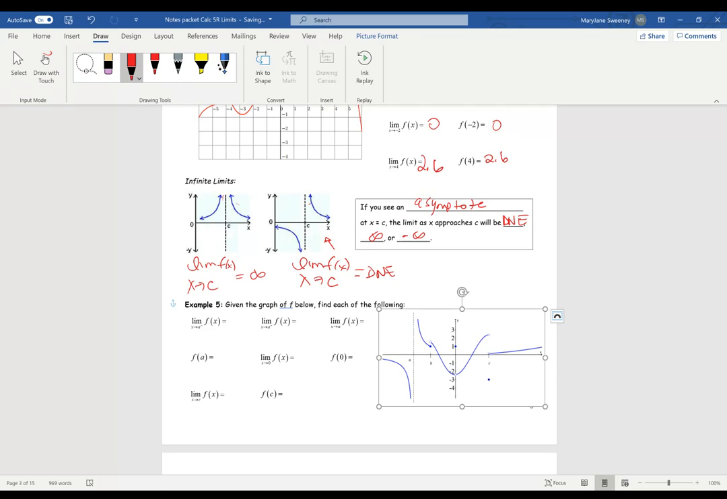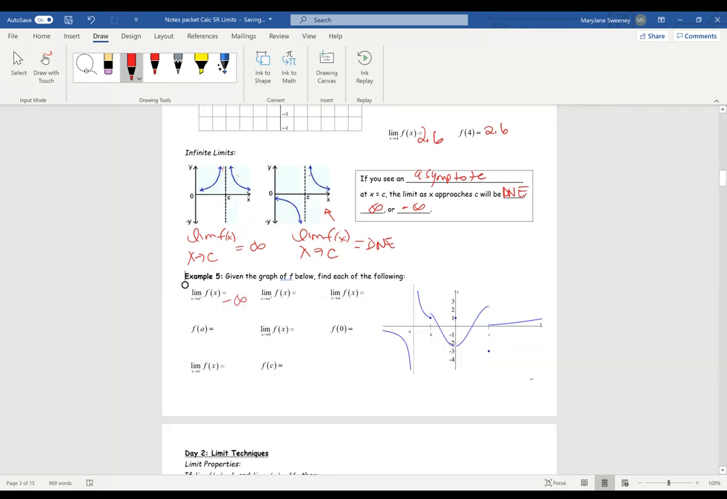Okay, so at a, from the left, we're going down to negative infinity. From the right, we're going up to positive infinity, which means at a, the limit does not exist. f of a does not exist because there's no exact y value when x is a.